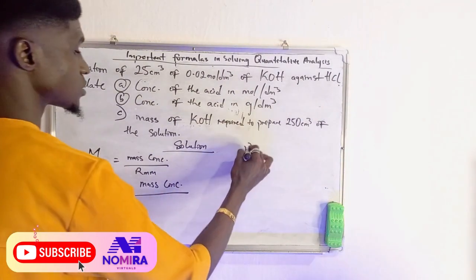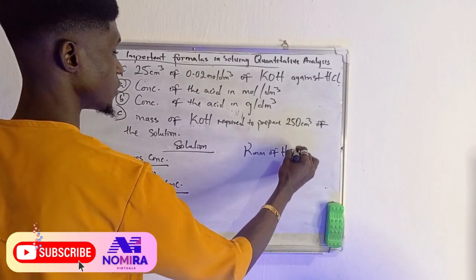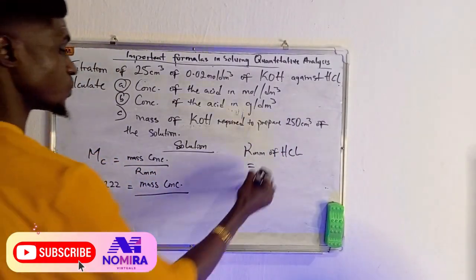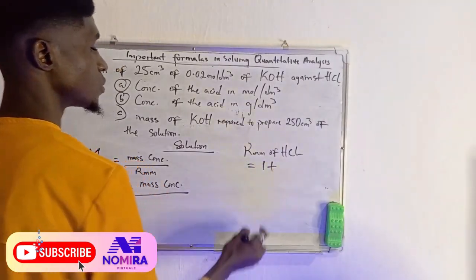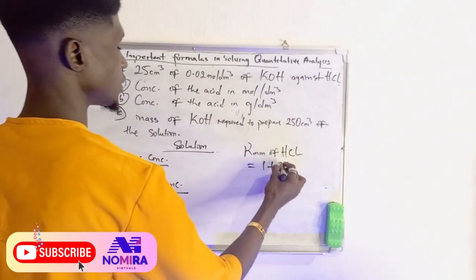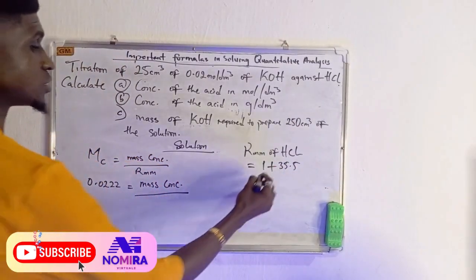The molar mass of HCl is what? What is the relative atomic mass of hydrogen? 1. Plus, what is the relative atomic mass of chlorine? 35.5. So the relative molecular mass is what?